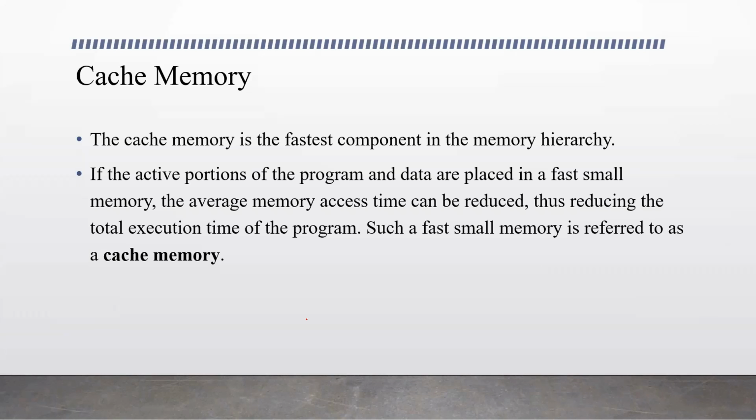And during the execution of a program, the active portions of the program are identified and brought to cache memory. So those parts of the program that are repeated again and again in main memory, instead of accessing main memory for every instruction, are brought to cache memory to make the access faster.